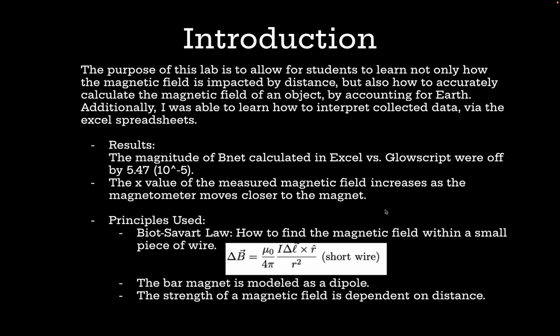So I'll say the general purpose of this lab is to allow students to not only learn how the magnetic field is impacted by distance, but also how to accurately calculate the magnetic field of an object by accounting for Earth's magnetic field. Initially, I in specific was able to learn how to interpret collected data by looking at the graphs within the Excel spreadsheets for this lab.